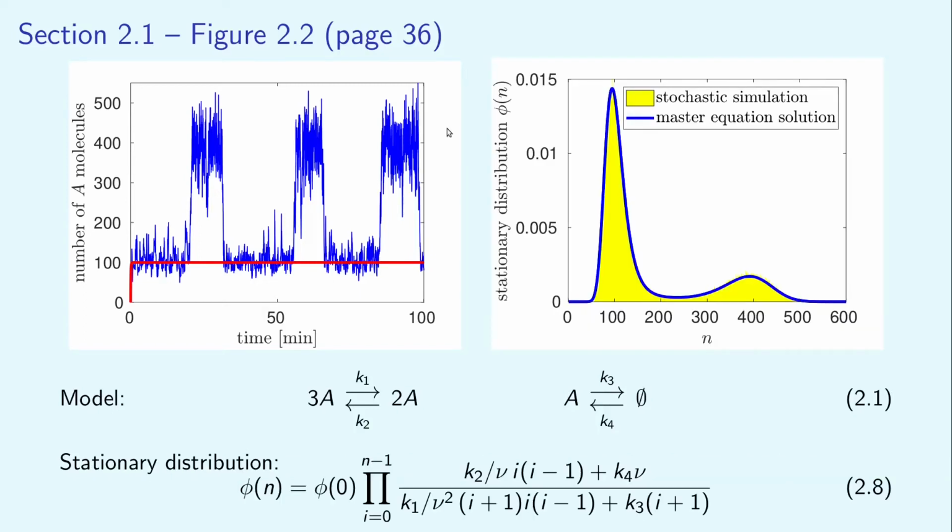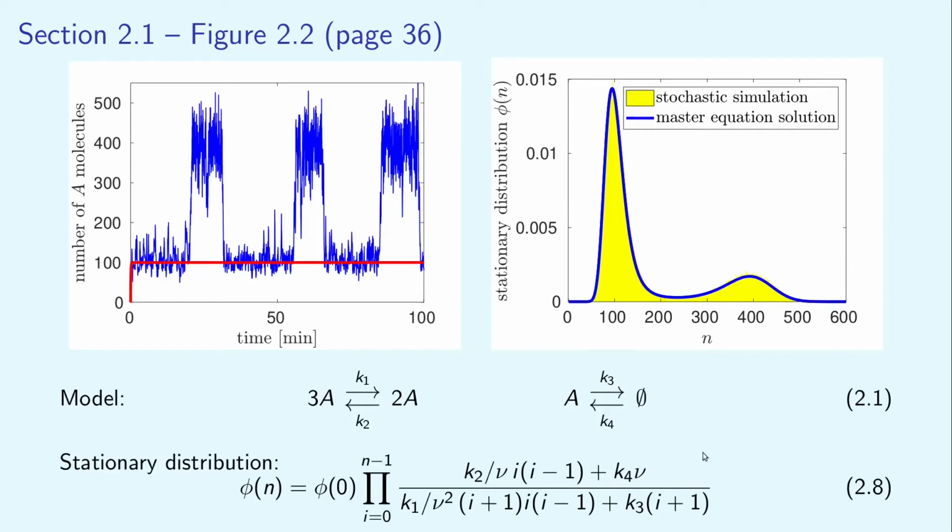In addition to one stochastic realization plotted here, we can also use the Gillespie algorithm to calculate the corresponding stationary distribution, which we plot here as the yellow histogram. You can practice such calculations in exercise 2.3 on page 56.